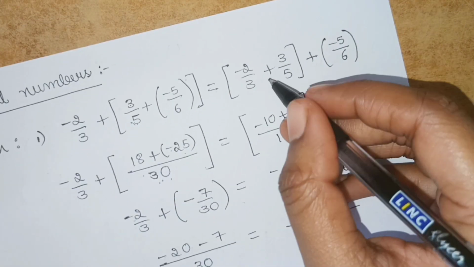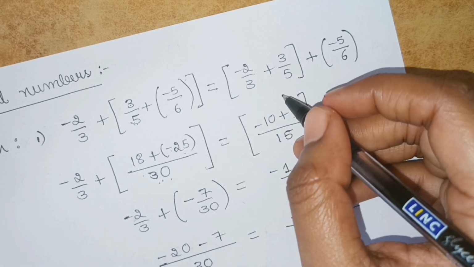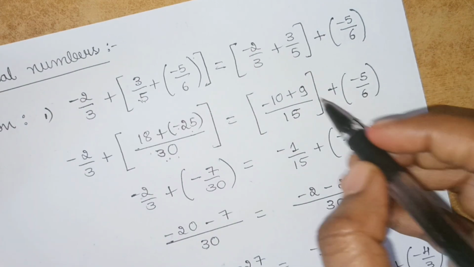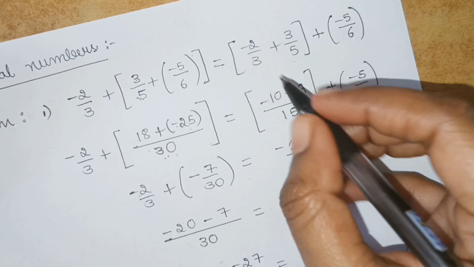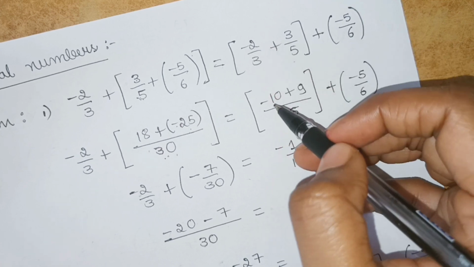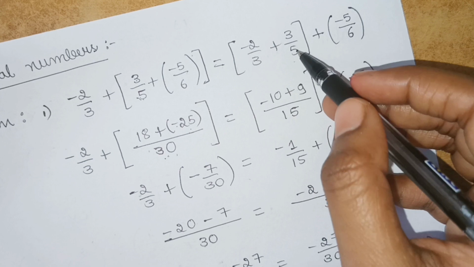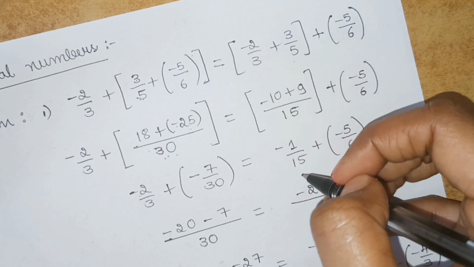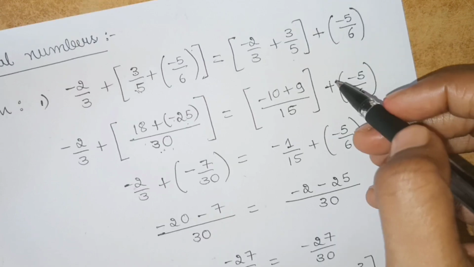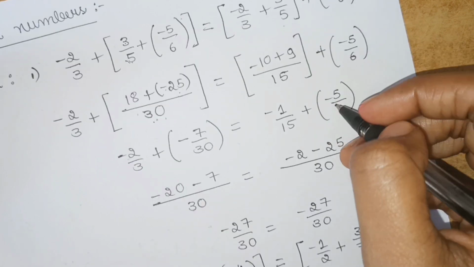In the RHS we have grouped minus 2 by 3 and 3 by 5 as a group. So let's solve this. 3 and 5 LCM is 15. 3 5s are 15, 5 2s are minus 10. 5 3s are 15, 3 3s are 9. Minus 10 plus 9 is minus 1 by 15. The plus minus 5 by 6 is kept as it is.